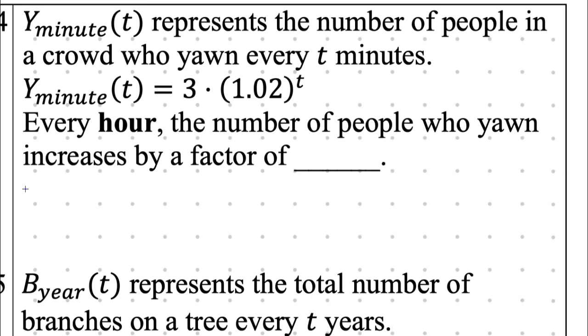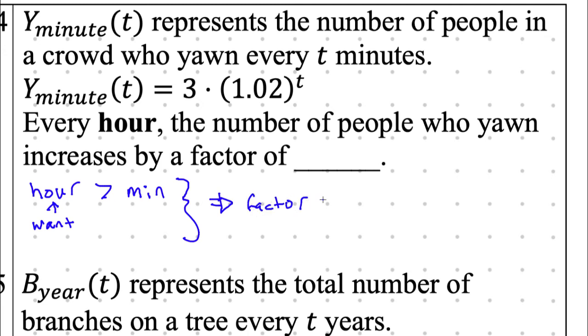So we say an hour, which we want to have something in, is bigger than a minute. Therefore, this implies that our factor should now be bigger than 1.02. That's my notes for the logic. Because we're making the time bigger, this number should be bigger. From minute to an hour, I'm trying to get bigger.